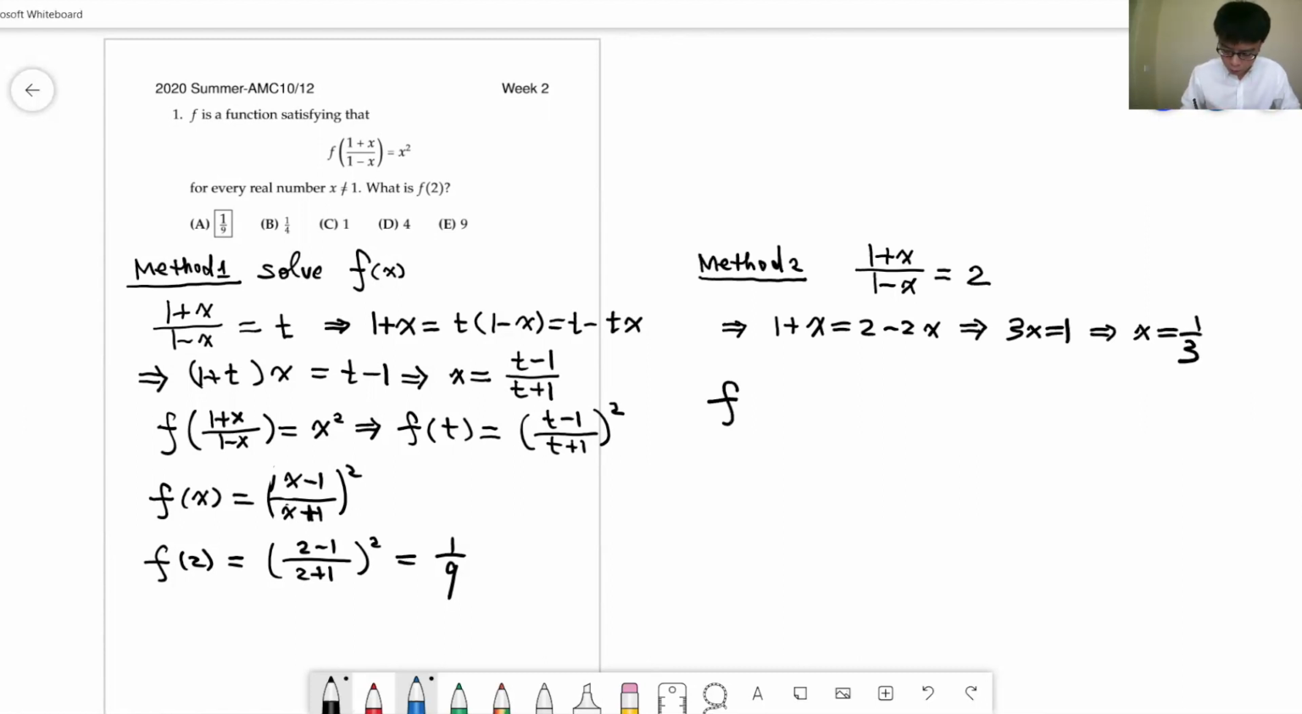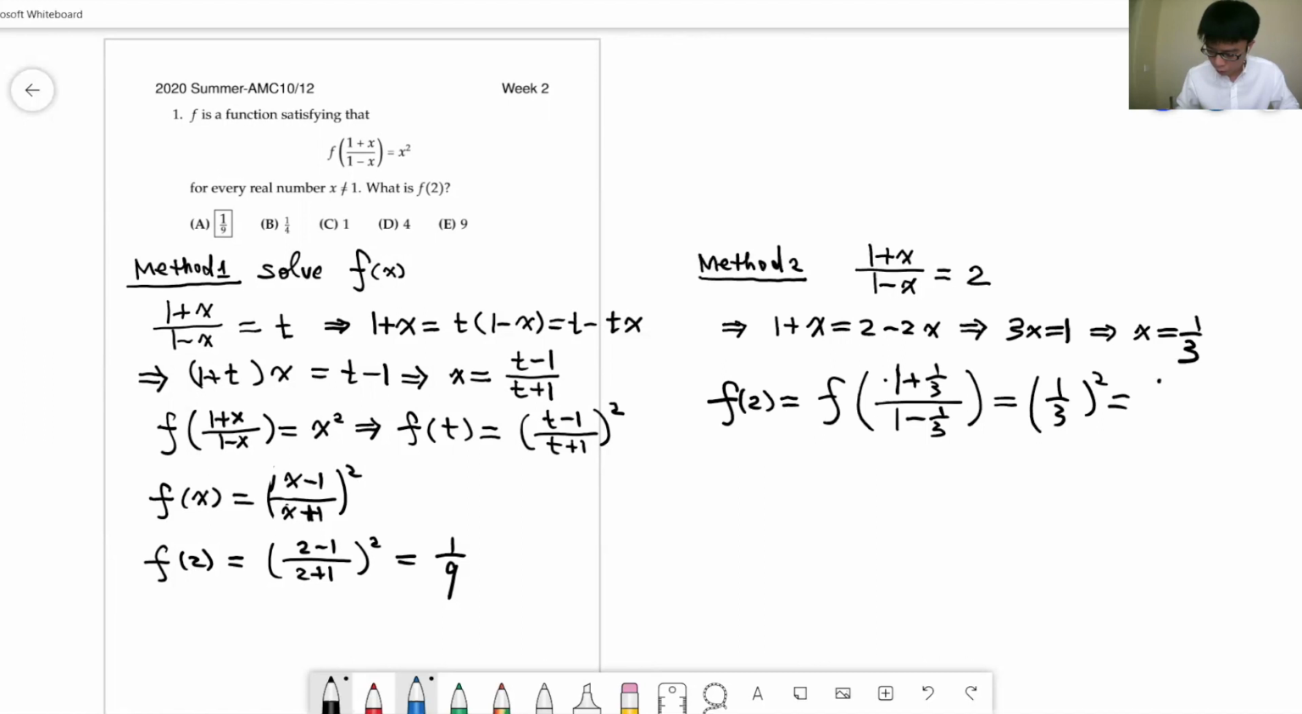So f of 2 is basically f of (1 plus 1/3) over (1 minus 1/3). That equals x squared by the given formula. So x is 1 over 3, squared. This is 1 over 9. We still get 1 over 9. That's the solution to this problem.